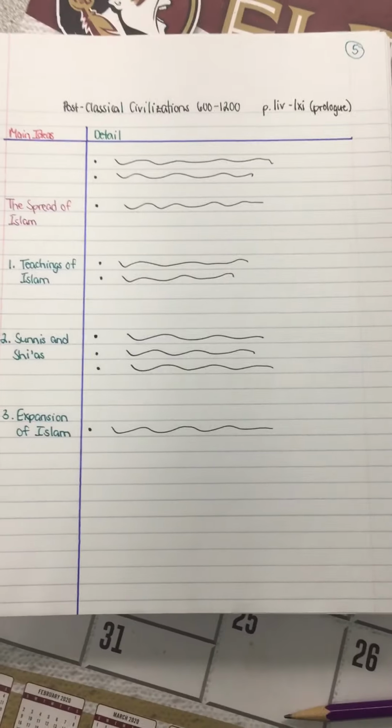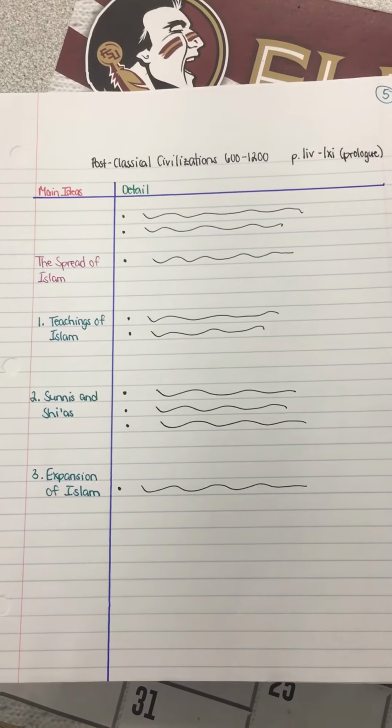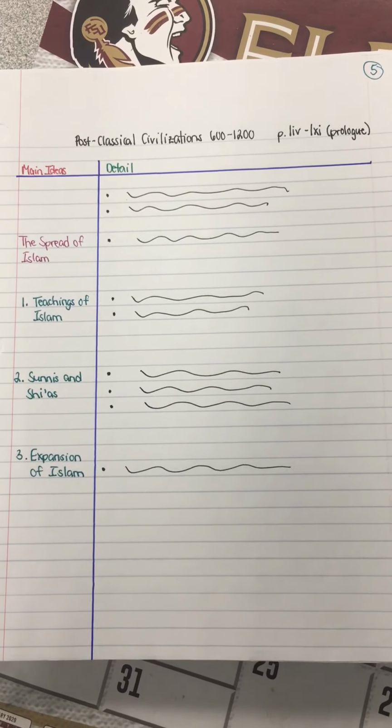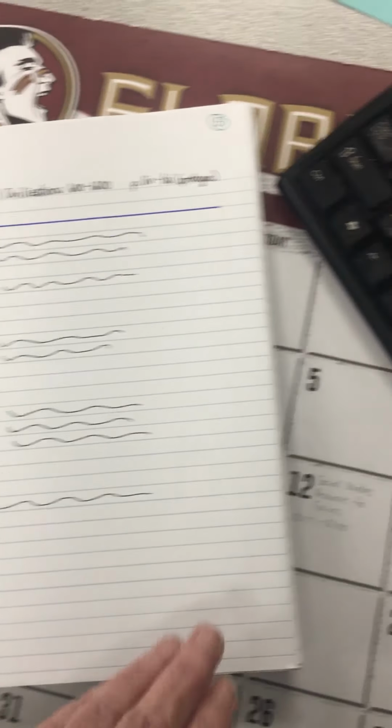Then page 5 is going to be the next set of notes that you do, post-classical civilizations. Okay, so that's going to be entry 5.